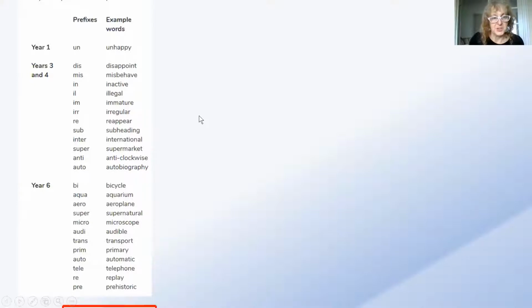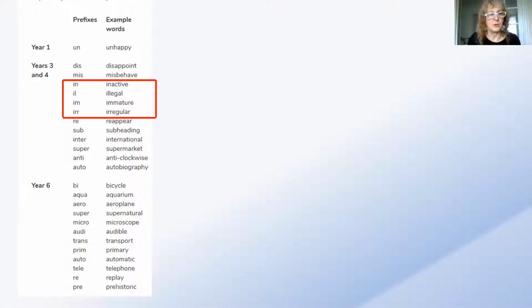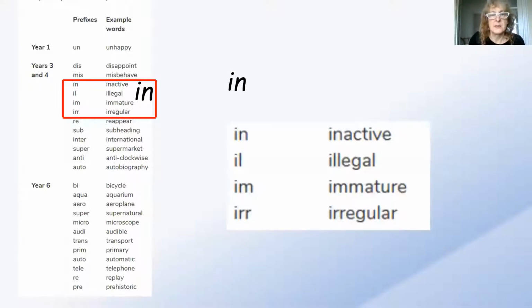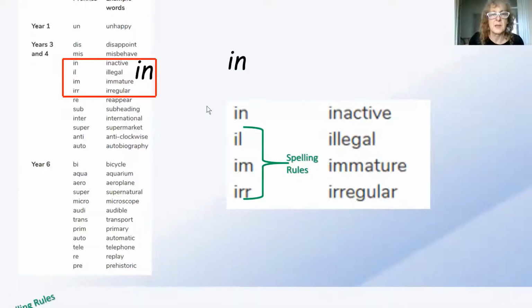So today we are going to concentrate on what I call the I family, because they all have the same meaning of what they do to the words, how they change the words. So the family of words are the in words. We've got in, ill, im, and ir. Now these three all have certain spelling rules. This one doesn't. And as we go on, you'll see why. Let's have a look then.